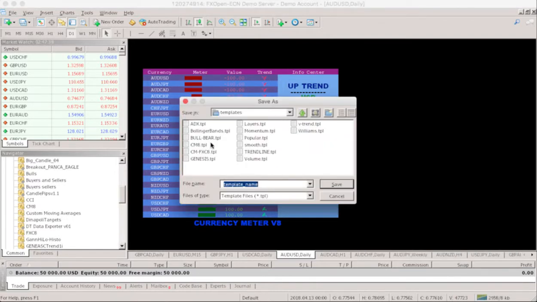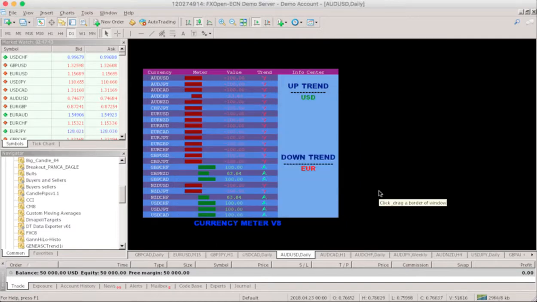Whatever you want. So I already have one here called CM8. I'm not going to save it, but you can do that. That's very simple. So that's how to get your chart to look like mine. Okay. Now that you have your currency meter set and ready to go, let's talk about the currency meter.